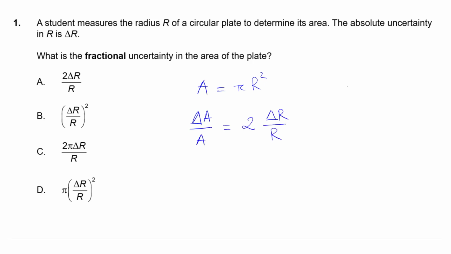Why? Because we can consider r squared as the product of r and r. The fractional uncertainty of a quantity which is a product of 2 or 3 quantities is the addition of the fractional uncertainty in each quantity. So here we have the square of the radius, and we move that square, the power, to the factor of the fractional uncertainty, and therefore the answer for this question is answer A. Now let's move on to the next question.